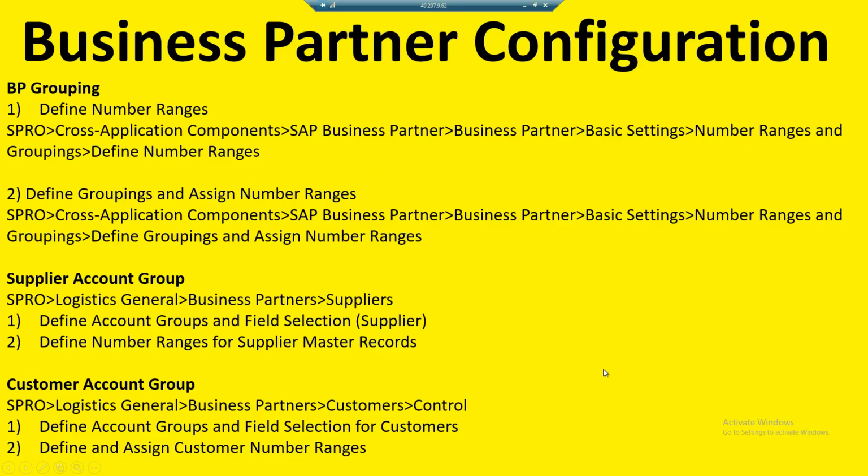Today we'll see business partner configuration. First one is BP grouping. BP grouping controls the number ranges and the number assignment for the business partner. First we have to define the number ranges.